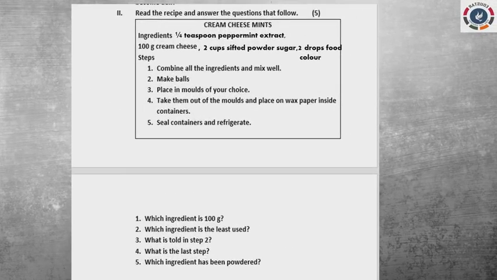In Section A itself, the second Roman letter: read the recipe and answer the questions that follow. That is also 5 marks. Okay, so here I have given the ingredients, recipe, steps. I have asked questions also, isn't it? So you have to answer the questions by seeing the recipe. Okay. Which ingredient is 100 gram? The ingredient cream cheese is 100 gram. Likewise, you have to answer the rest.